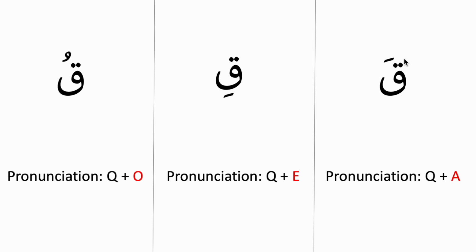Again, kaf with fatha, we pronounce it as ka. Okay, what about kaf with the dash underneath it? Kasra. When the kasra comes underneath the kaf, we add E to the Q, to the pronunciation of kaf. So it will be ki. What about kaf with dhamma? So ku.